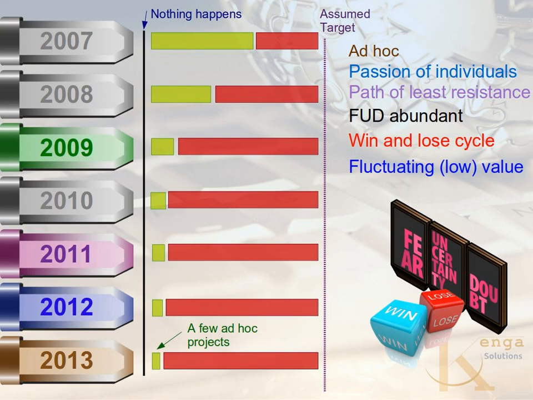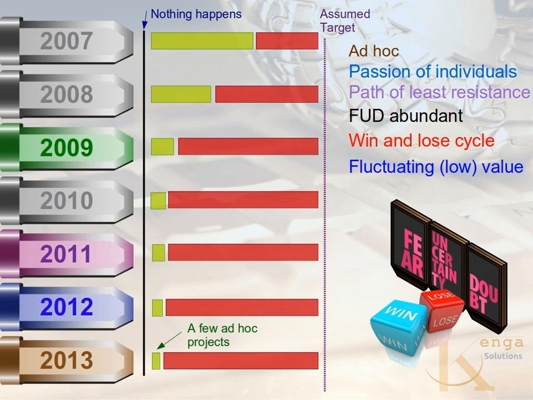Most people are following the path of least resistance. FUD, fear, uncertainty, and doubt, is abundant in the system. We're in a win and lose cycle where things happen and then it gets undone again, and then it gets done again, gets undone again. And so we're in this sort of non-virtuous circle of fluctuating low value in terms of what we should be getting out of FOSS.